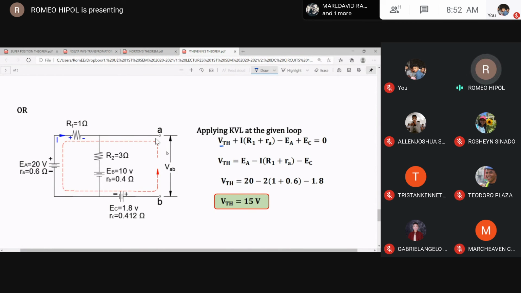We have a positive VTH, positive I times R1 plus RA. Ito yung series connection na.